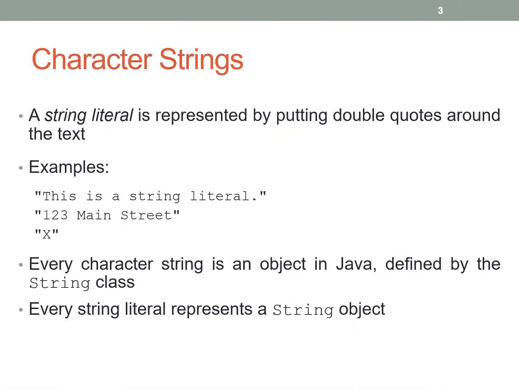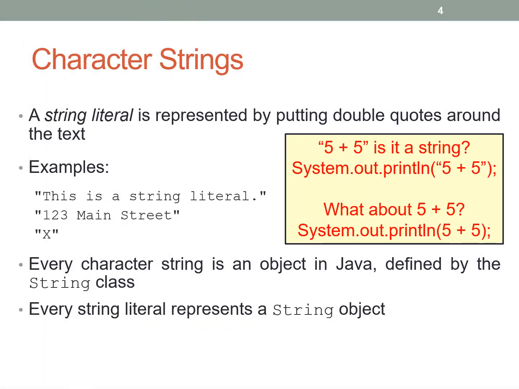A string literal is represented by putting double quotes around the text. For example, "This is a string literal", "123 Main Street", and "X". Every character string is an object in Java where it is defined by the String class. Therefore, every string literal represents a string object.